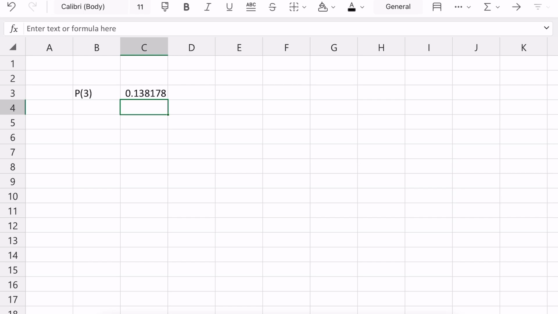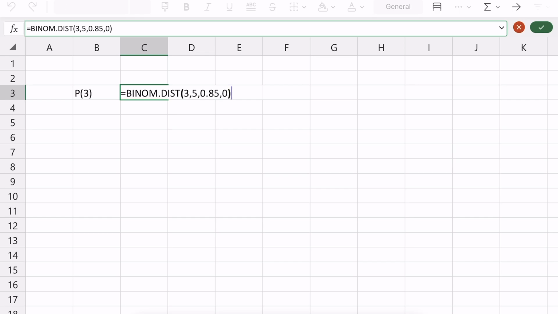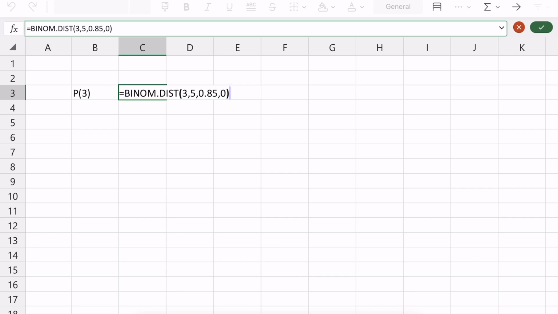0.138. So it worked. Let's just take a look at that again. Binom.dist, and then it basically told me what to put in. The number of successes, then the total number of trials, and then the probability, and then 0 for cumulative. What cumulative does, excuse me, what cumulative does is cumulative.